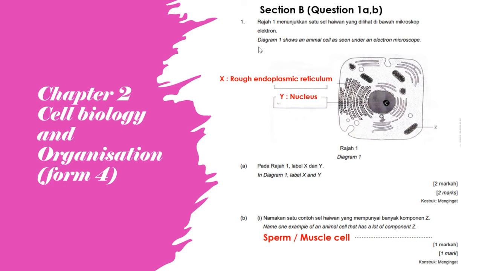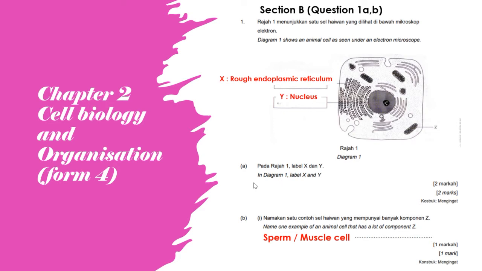Diagram 1 shows an animal cell as seen under an electron microscope. So in diagram 1, you have to analyze the diagram. This is referred to the animal cell with the structures inside the animal cell. Given here to you is X, this is referred to the X, Y, and this is referred to the Z.